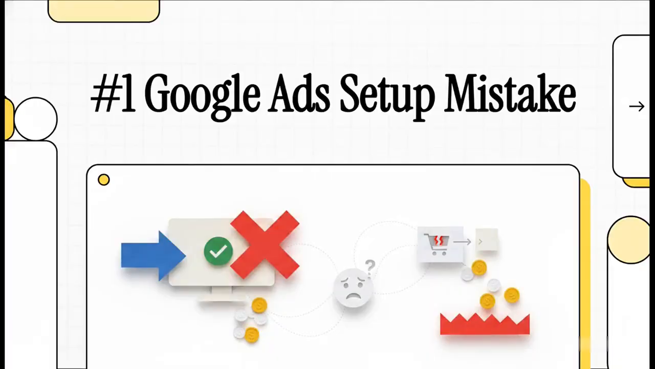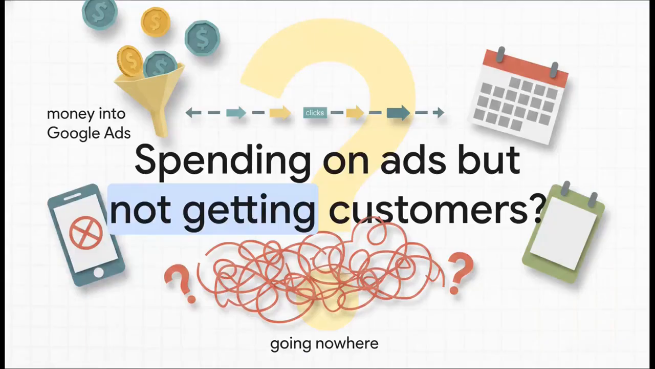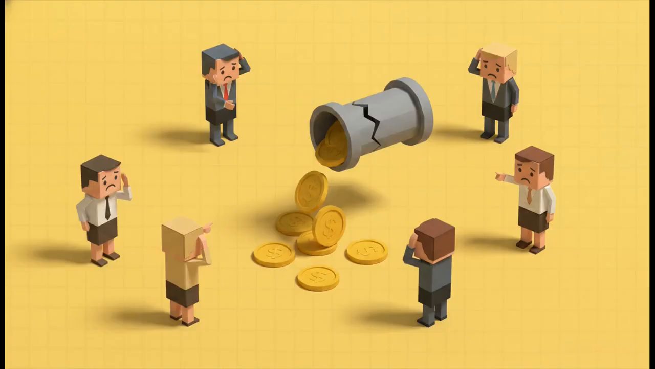Let's talk about the number one setup mistake people make in Google Ads. Seriously, this one thing is often the key difference between just getting clicks and actually getting customers. So let me ask you, are you spending money on Google Ads? Maybe seeing the clicks come in, but your phone just isn't ringing, your schedule is not filling up, and you're just kind of wondering, where is all this money actually going? Well, if that feels familiar, trust me, you are not alone.